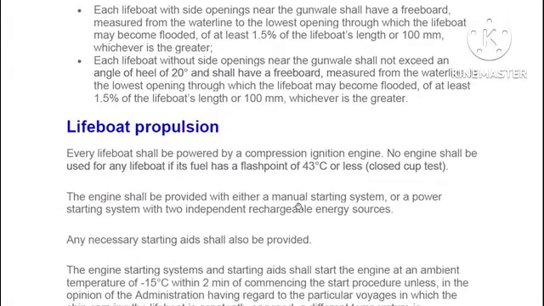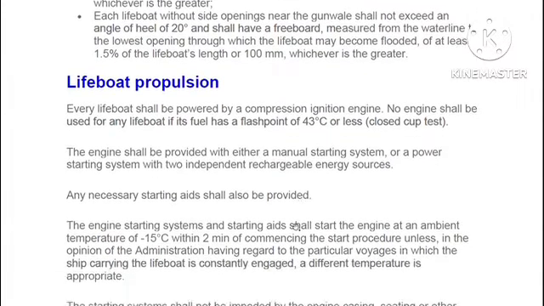Now when we talk about the propulsion mechanism, this is also very important. Every lifeboat shall be powered by a CI engine, it must have. No engine shall be used for any lifeboat if its fuel has a flash point of 43 degrees Celsius or less. This is often asked. This is a closed cup test. I guess you know the open cup test and closed cup test. The engine shall be provided with either a manual starting system or a power starting system with two independent rechargeable energy sources. So we have a battery start, and the battery is always kept fully charged.